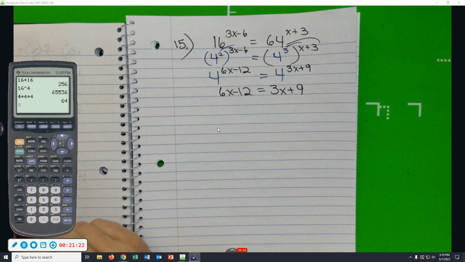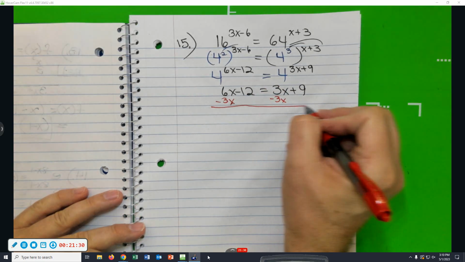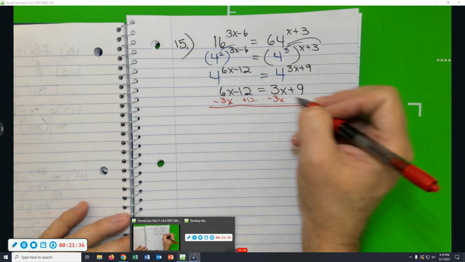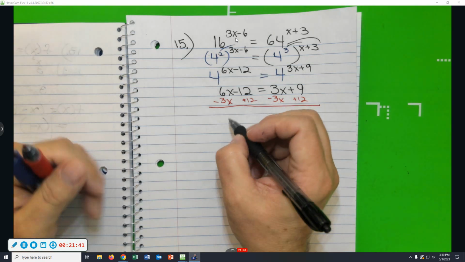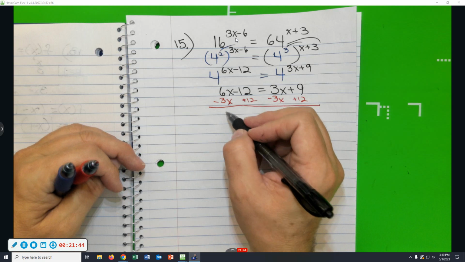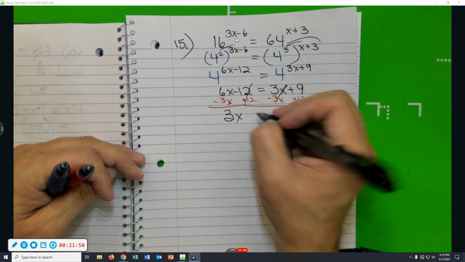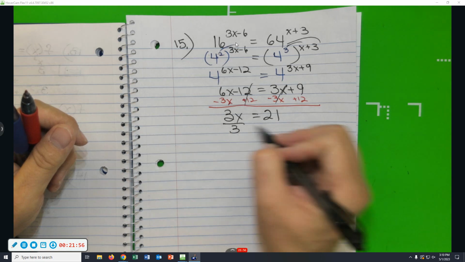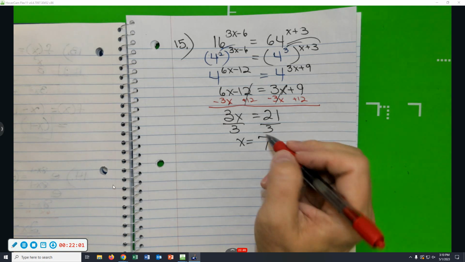What do y'all think I'll do to solve this? Subtract 3x, and add 12. I don't know why I'm showing this stuff now. I haven't been doing that all class, but I started on the last problem. 6x minus 3x gives me 3x. 9 plus 12 is 21, and then dividing by 3, we get x equals 7 for our final answer.